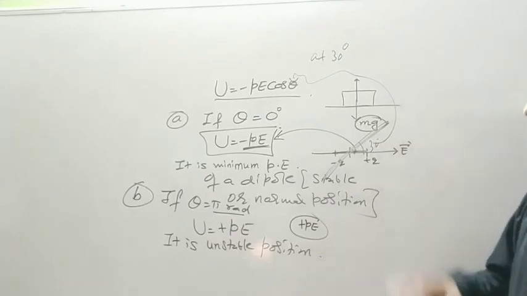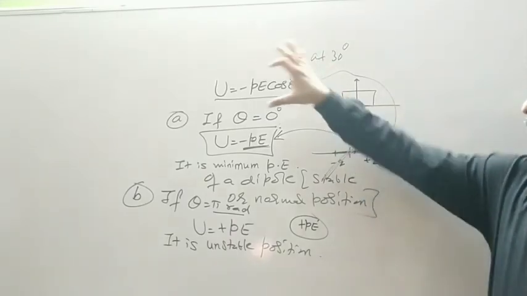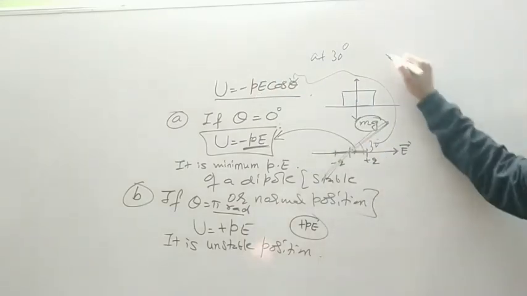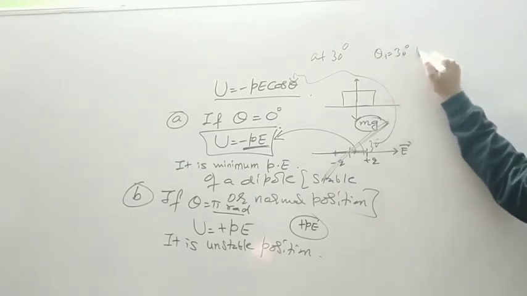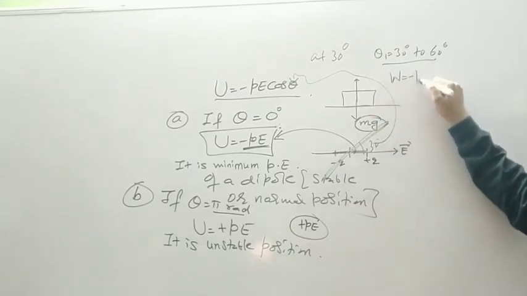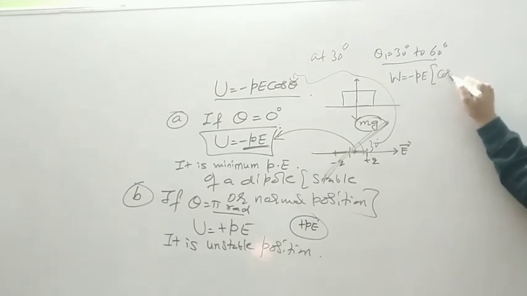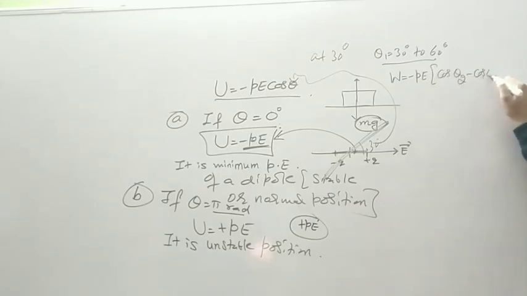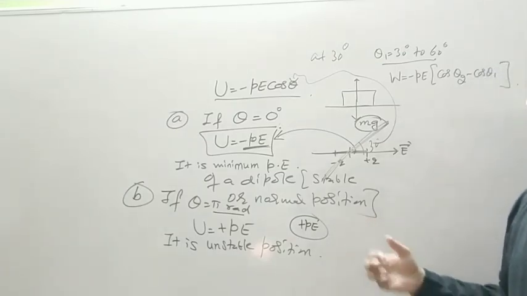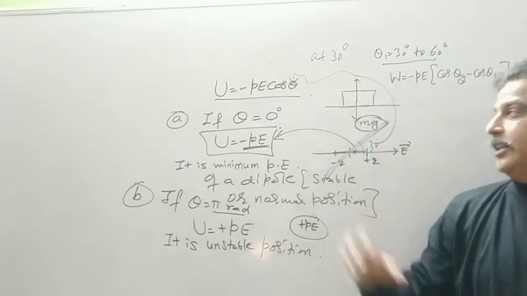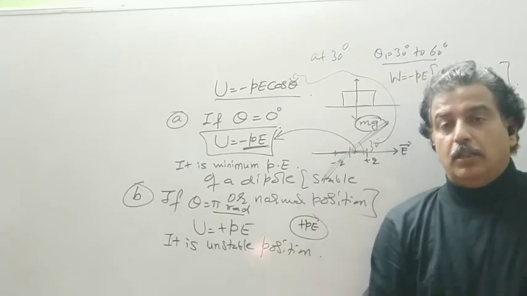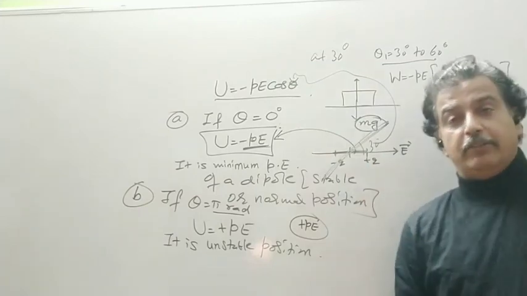So in order to keep that dipole at 30 degree stable, this much amount of energy is there in it. Now if I say rotate a dipole from 30 degree to 60 degree, in this situation we have to apply the formula: work done is equal to minus PE times cos of final angle minus cos of initial angle. So depending upon the numerical, you have to use the formula. If a single angle is given, then directly you apply minus PE cos theta, which means it possesses that much energy, whatever angle is given.